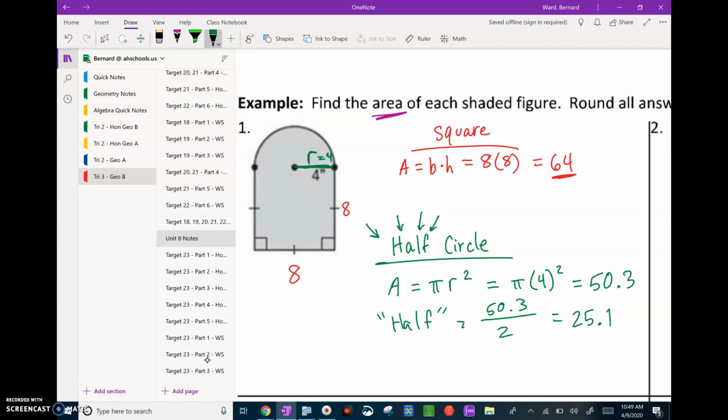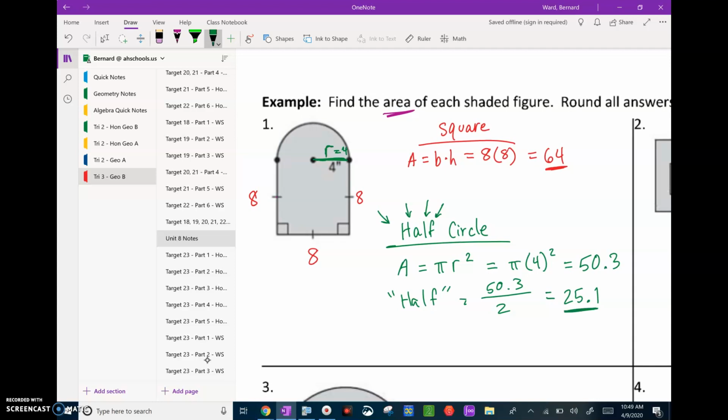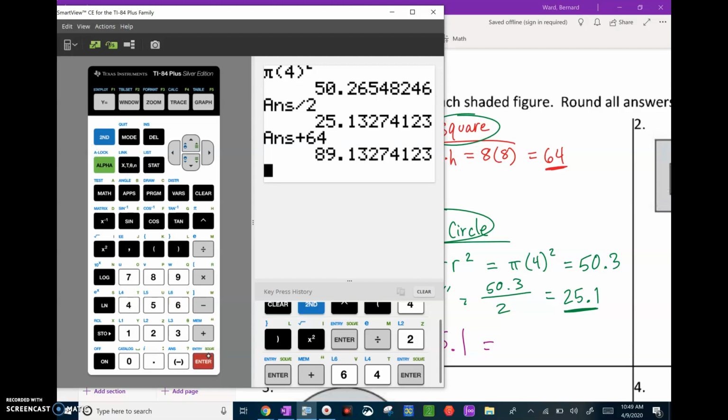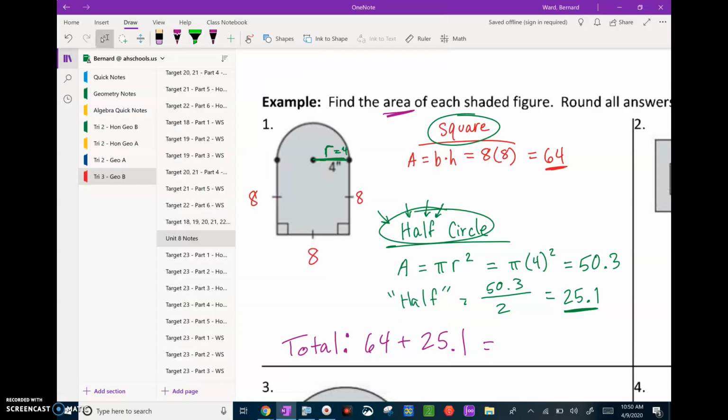25.1. Now, we are not done yet either. I'll underline that because now, remember, our shape was the square and the half circle combined. And so our total now will be us taking our 64 from the square and adding the 25.1 to it. And so let's go back here. There's our 25.1. If we just hit plus 64, now we've got our total, and it is 89.1. Now, we'll bring the units, inches squared. And there we go.